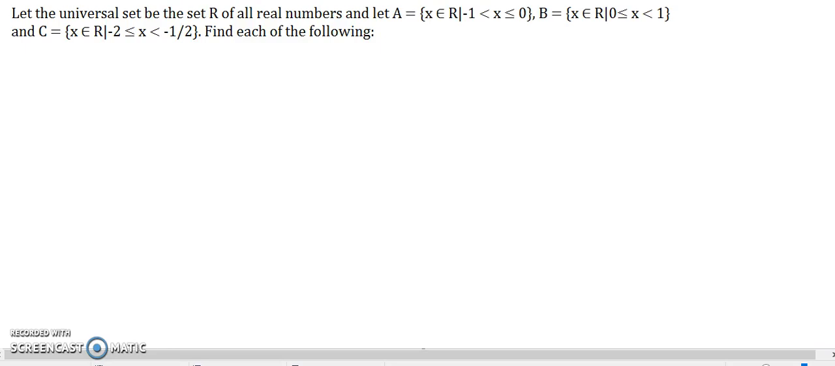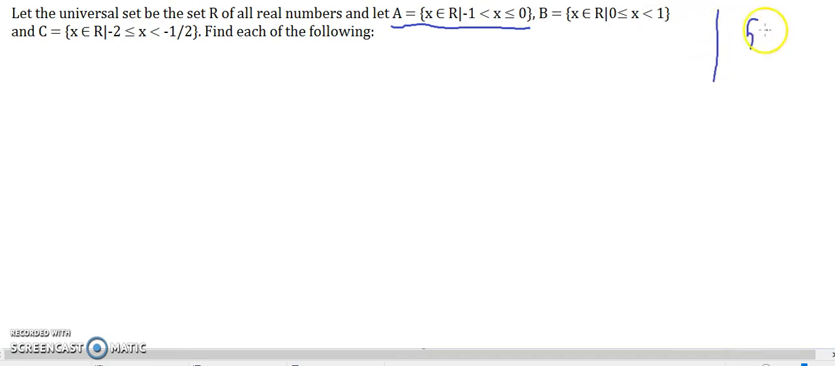In this video, we're going to learn set operations. So we're going to use this example to do all the different set operations. Here, we are given three sets. If we look at the description here, we have set notation, but this is different from what we learned before.